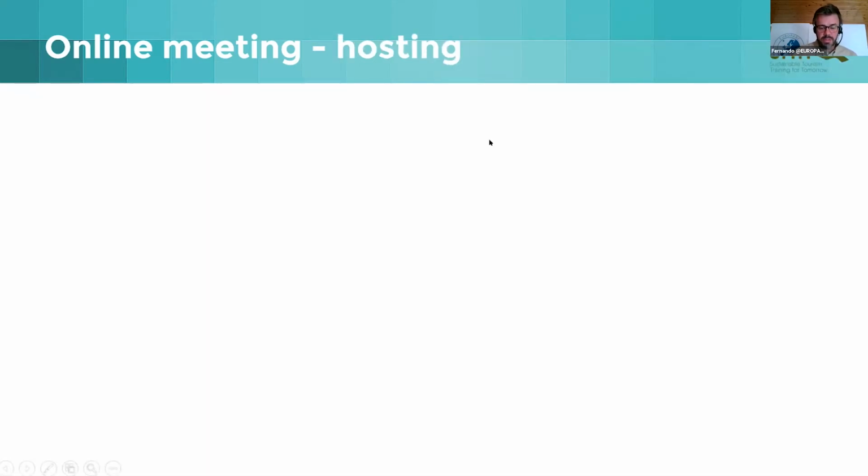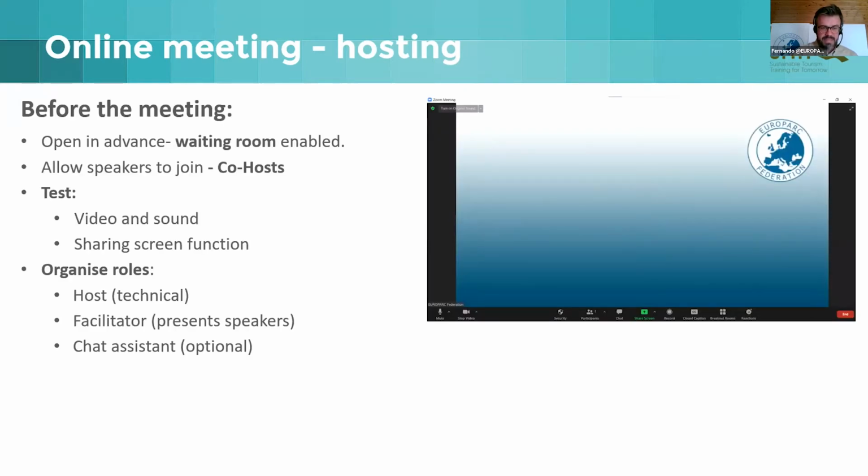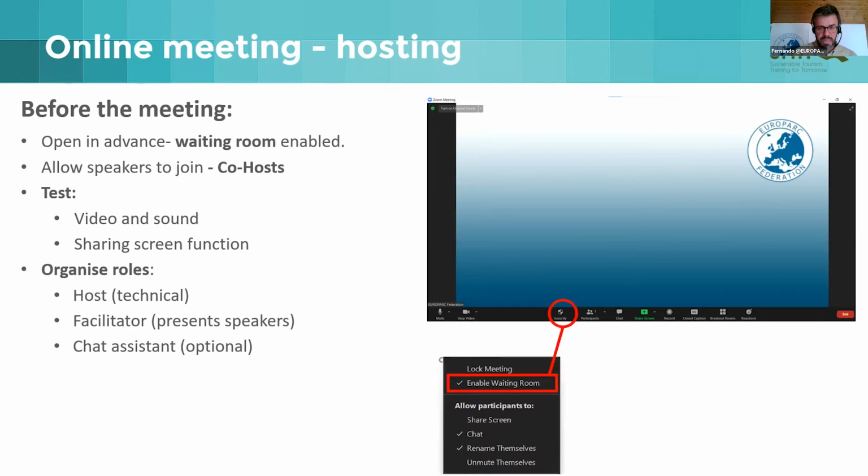For the hosting, really basic stuff. Start the meeting in advance, like 30 minutes in advance. Get the room ready. Make sure that the waiting room is enabled. You can do that during the meeting. If you click on security, those commands, you will only have those controls as a host or a co-host. But if you click on security, you will see that you have this option of enable waiting room. Make sure that it is checked so participants remain in the waiting room whilst you prepare the room.